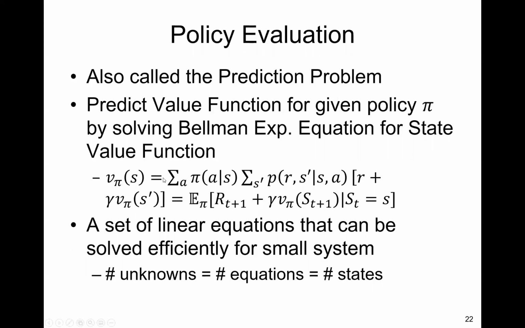So V^π, this is the Bellman expectation equation. You're taking expectation over the policy π, and then the reward and gamma times the next state value function. If you write out this equation for all the states, then you have a set of linear equations that can be solved efficiently for small systems, but not for larger systems. The number of unknowns is equal to the number of equations, which is equal to the number of states. We'll see an example later.